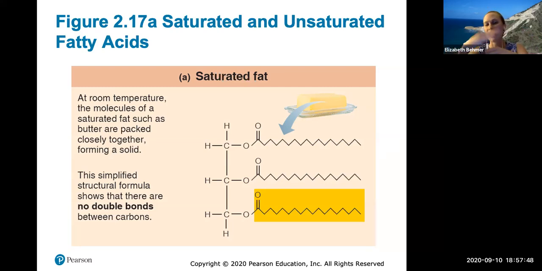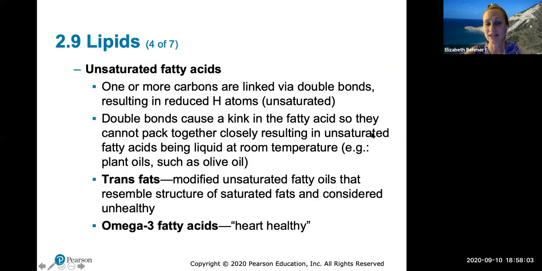But saturated fats will stack more tightly on top of each other so that at room temperature, you get a stick of butter. The same thing happens in your body. It's harder to break down saturated fat because they're so nicely packed together. Unsaturated fatty acids simply have double bonds in them, which cause a kink in their fatty acid tail so they cannot pack together closely. So they will be liquid at room temperature. An example of these is olive oil.